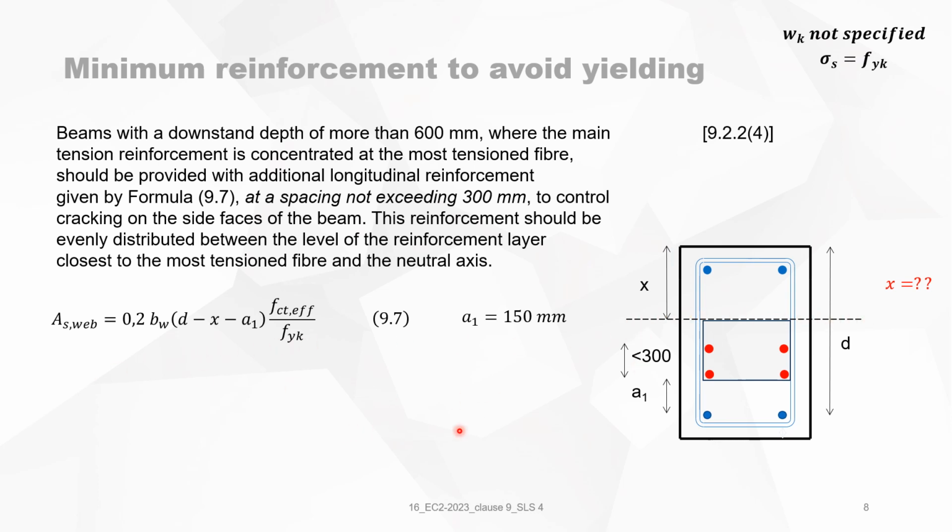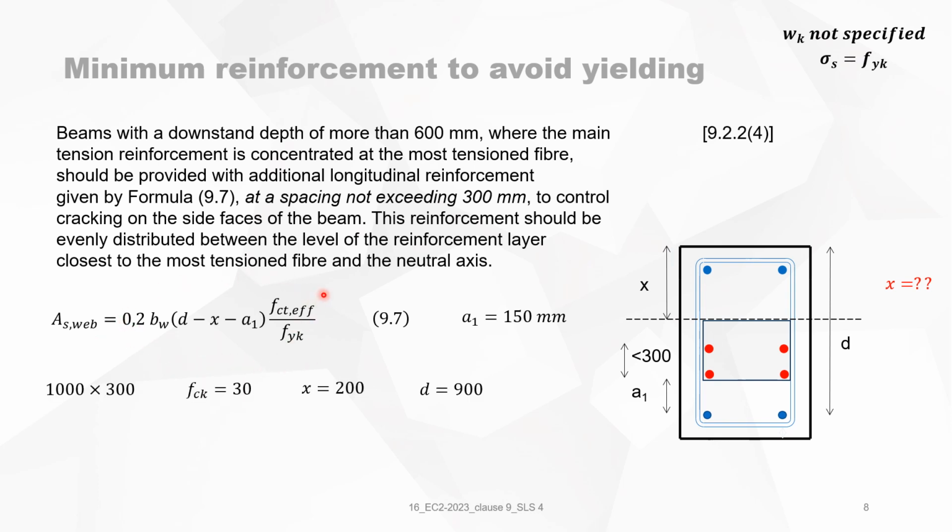then you should add additional tensile reinforcement. It's the red one, additional tensile reinforcement between the neutral axis and a distance A1, which is 150 millimeters from the most tensile side. In this area, you must provide a minimum reinforcement equal to AS web, given by this formula.